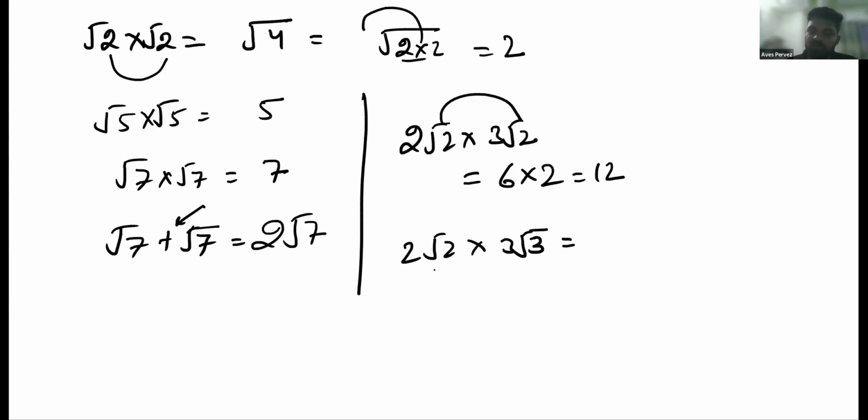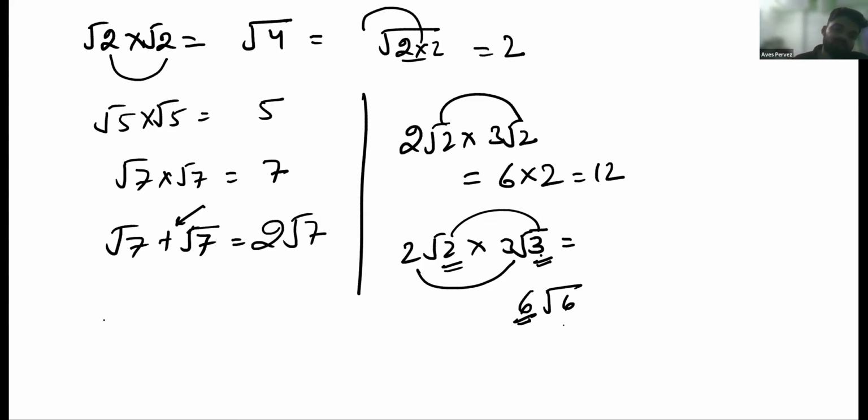Sorry, not 4. This number is going to multiply with number and root is going to multiply with root. So 2 threes are 6. And this root 2 into root 3 is root 6. Got it? 6 root 6. You understood? In multiplication, different roots can be multiplied. It is not necessary that the same root multiplies. So 2 into 3 gives you 6, and root multiplies with root. So 2 root 2 into root 3 is root 6.